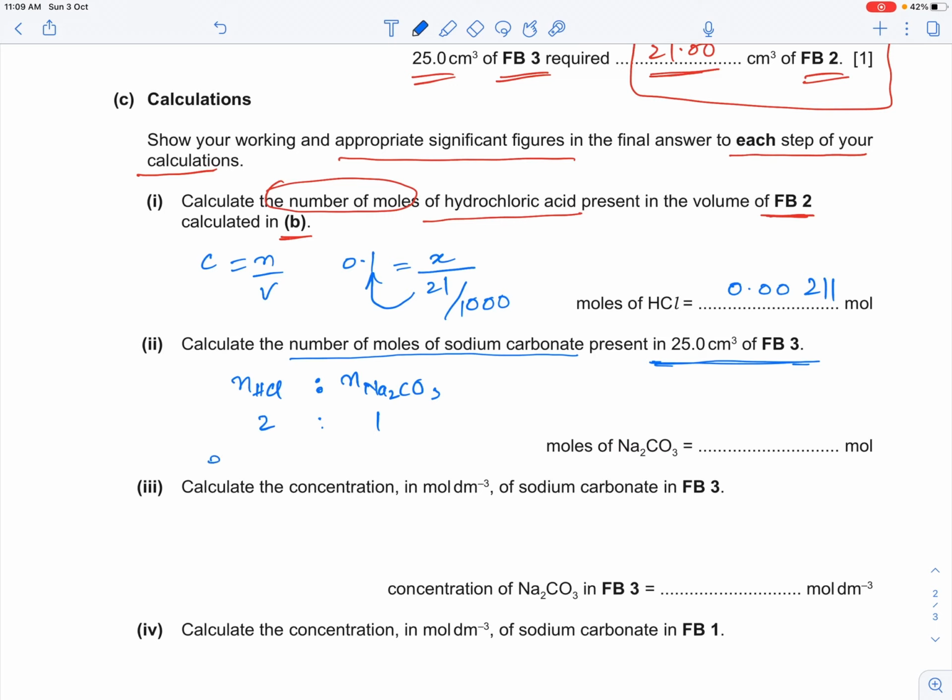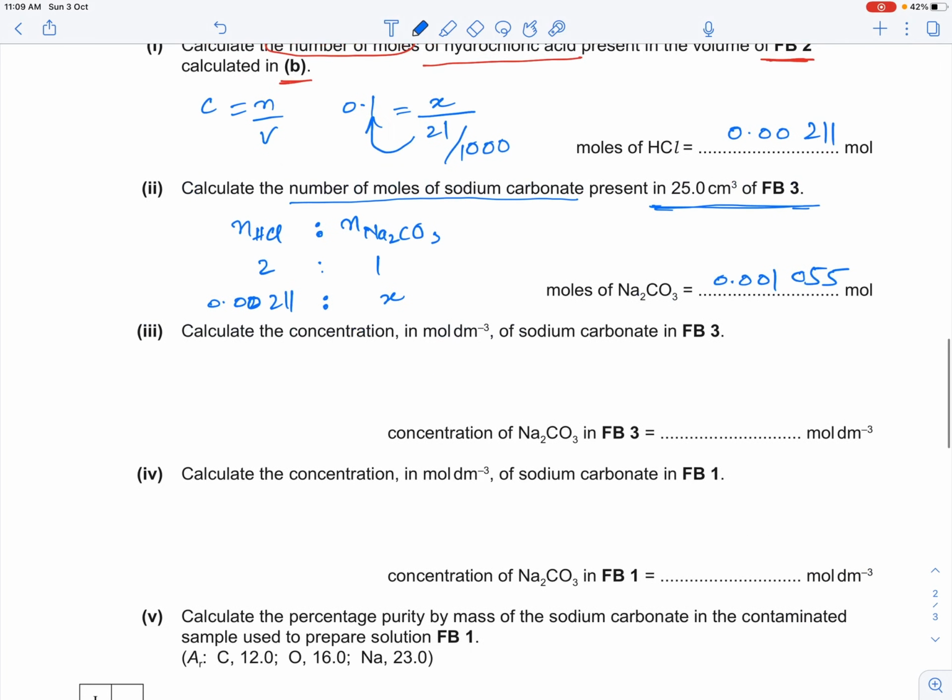So if we have 0.00211 moles of hydrochloric acid, then what would be the moles of sodium carbonate? That would be half of 0.00211, and that is 0.001055. This is moles of sodium carbonate.